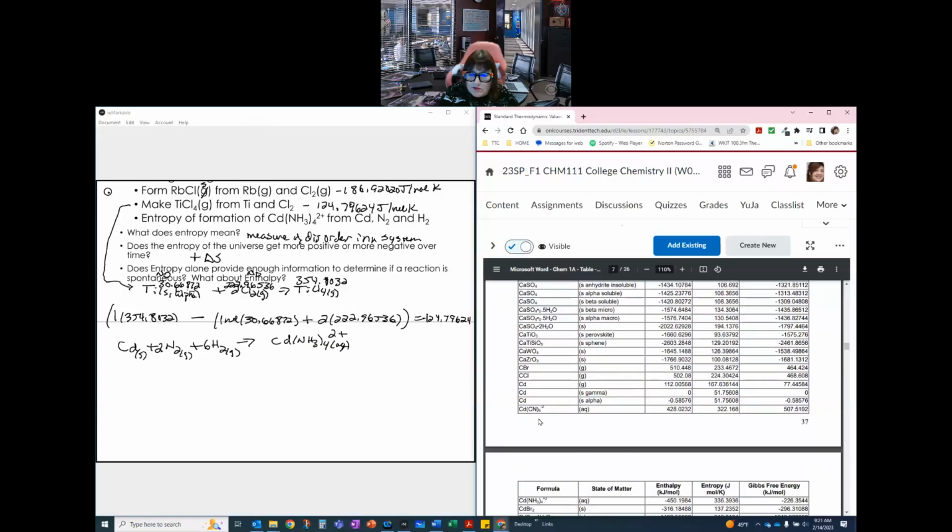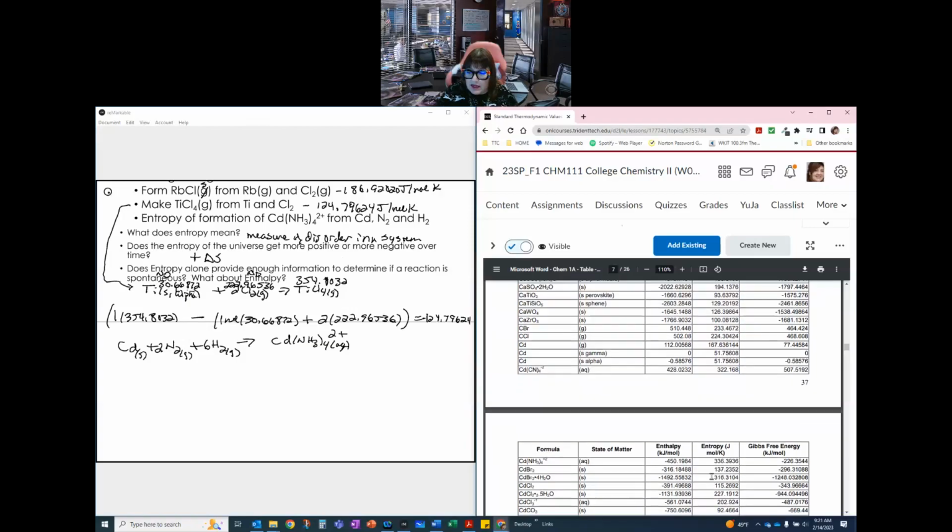Cd(NH3)4 2+, that's aqueous, which is what I would have expected. My entropy on that is 336.3936.